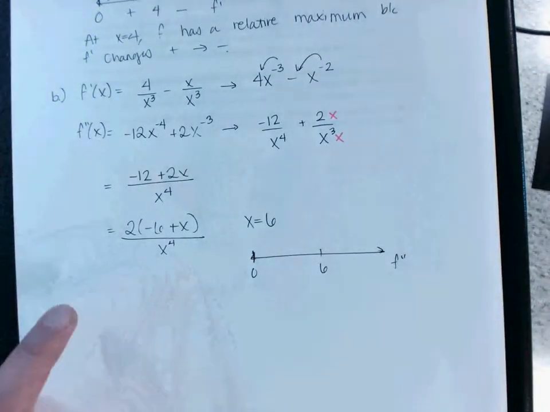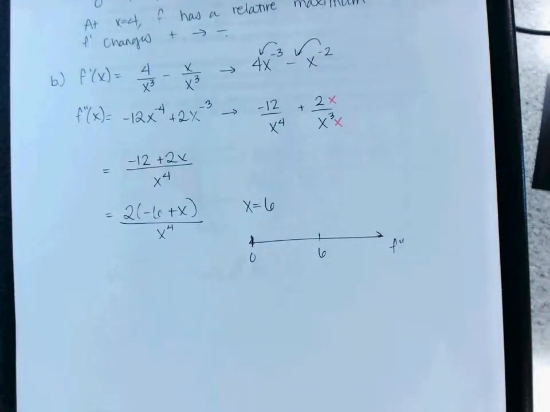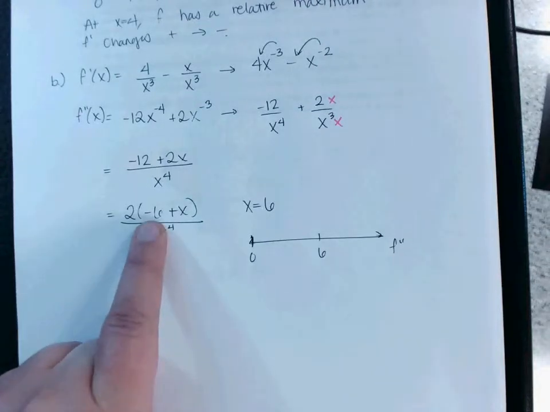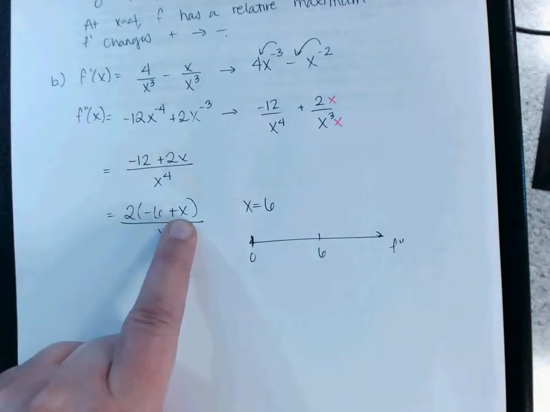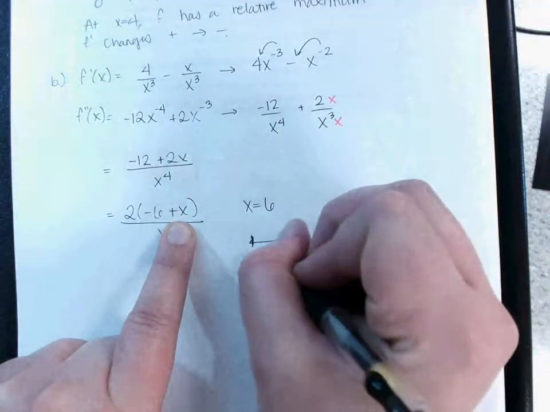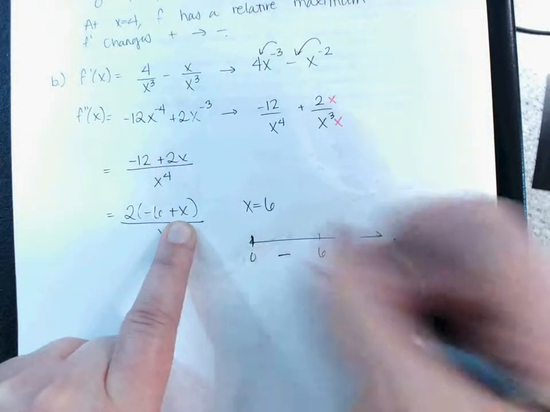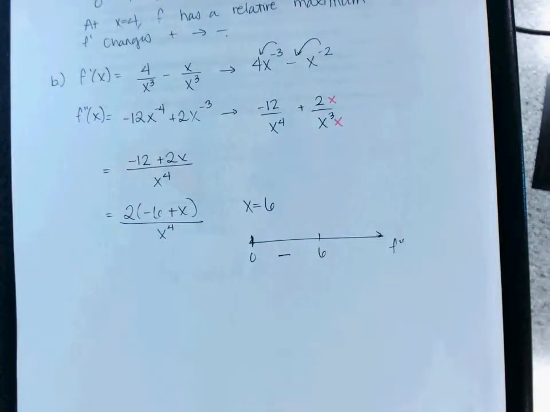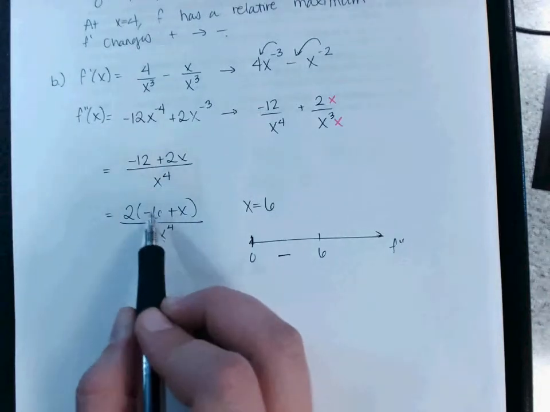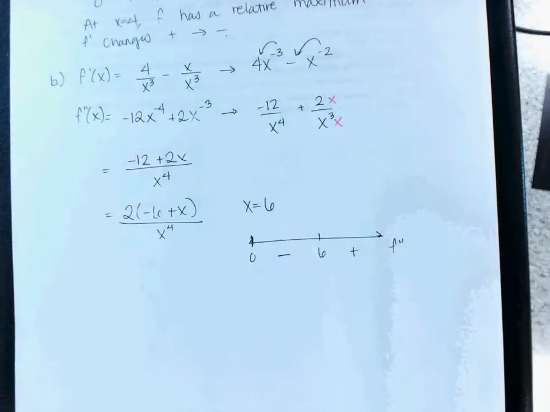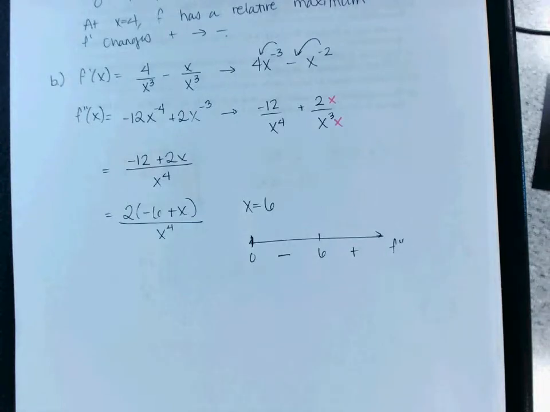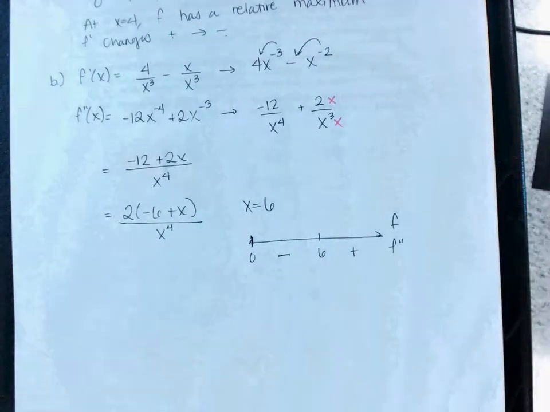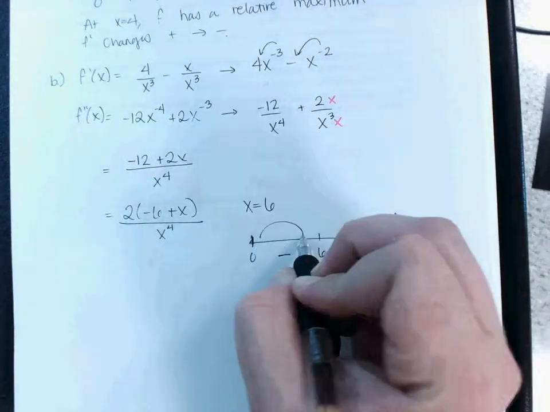Smaller than 6, say I pick 0, because that's easy. Or actually, we can't pick 0. Let's pick 1. Negative 6 plus 1. Overall, what's my sign? That'd be negative. Then pick a number bigger than 6. Maybe you pick 7. Negative 6 plus 7 comes out positive. Now remember, if that's f double prime, what does that tell us about f? Concave down, then concave up.